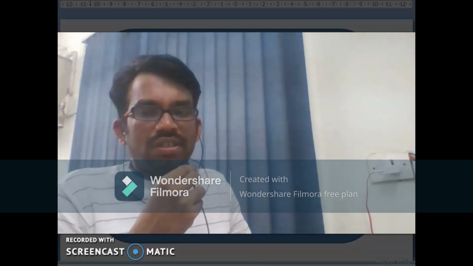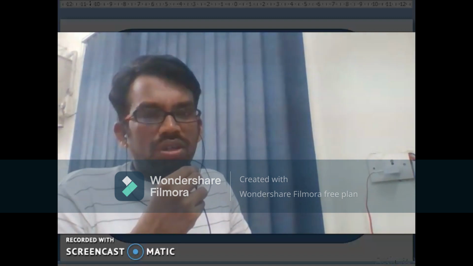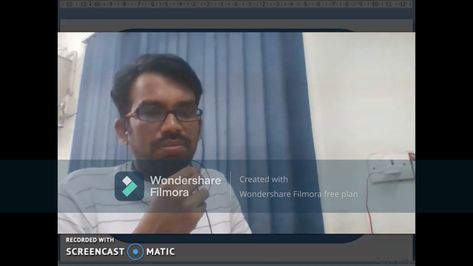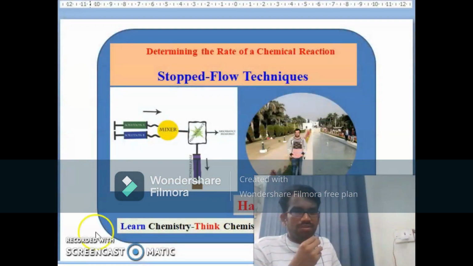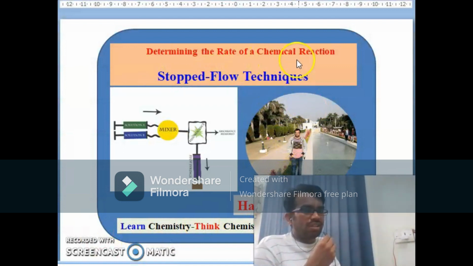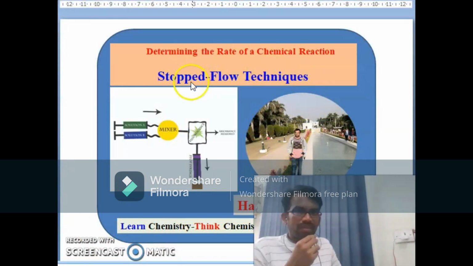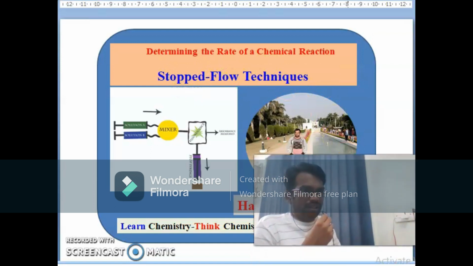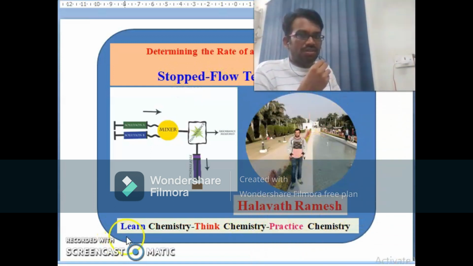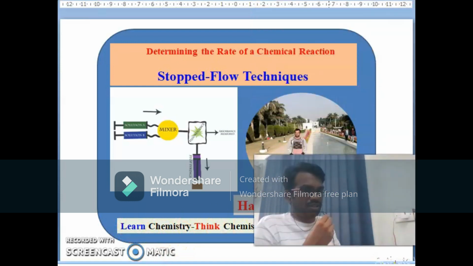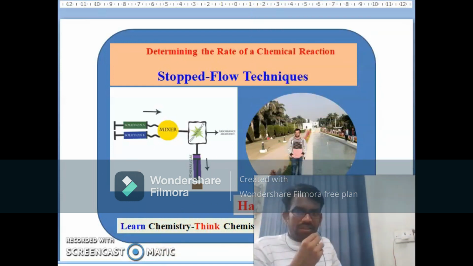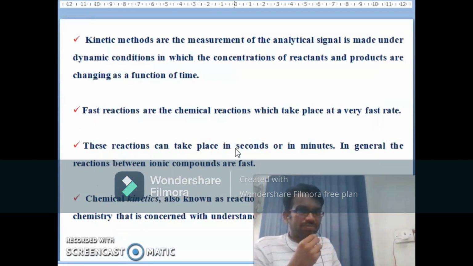You can see more information on the next slide, where I will also explain the calculation part. Okay, you can see, determining the rate of chemical reaction: stopped-flow techniques. And I like this quotation: learn chemistry, think chemistry and practice chemistry. Now you can see the first slide, the introduction part.